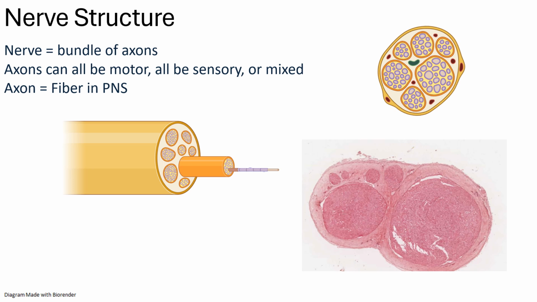The fibers within a nerve can be motor, sensory, or both. So the sciatic nerve carries motor information to tissues of the leg, but it also carries sensory information from those tissues to the brain.